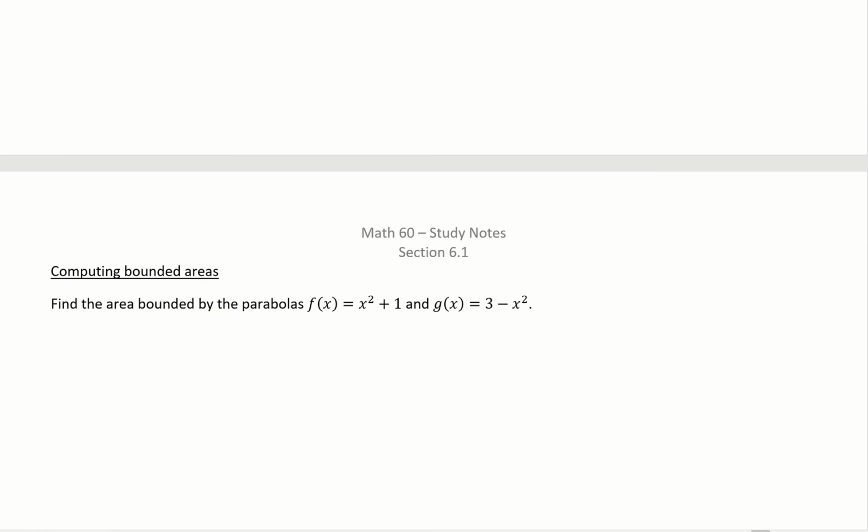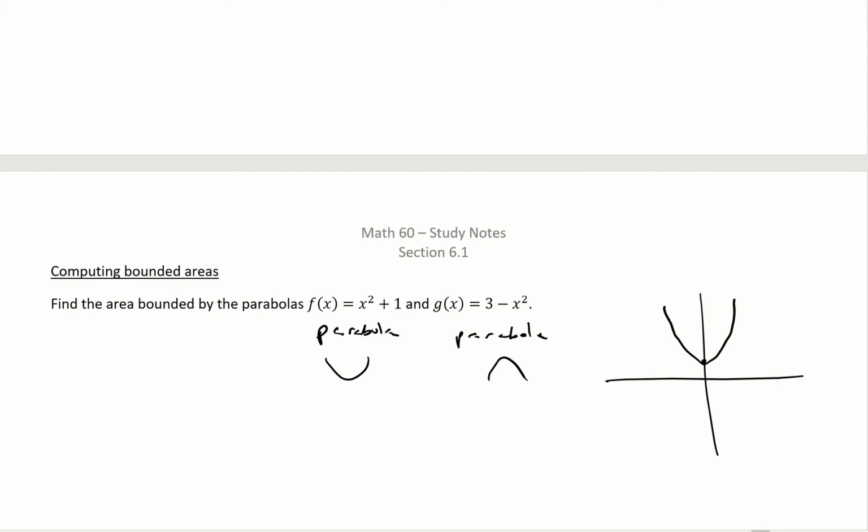Find the area bounded by the parabolas f of x equals x squared plus 1 and g of x is 3 minus x squared. Okay, we got to know a little bit of graphing, it goes a long way. You know that this is a parabola opening up because it's positive, but this is a parabola opening down. So we may or may not know how these graph. If we did, that's just x squared lifted up 1, and the other guy's x squared going downward, but lifted up 3 and going down like that.